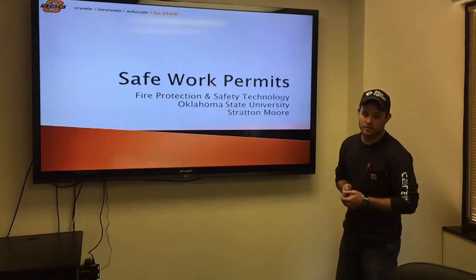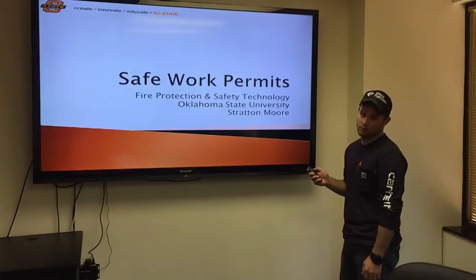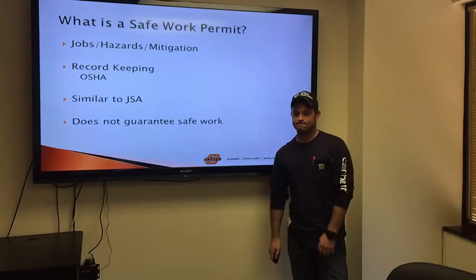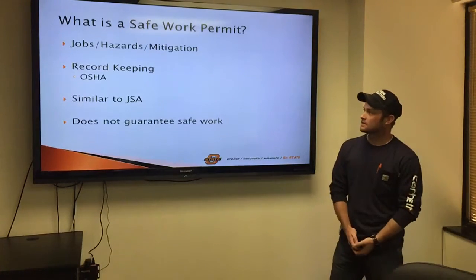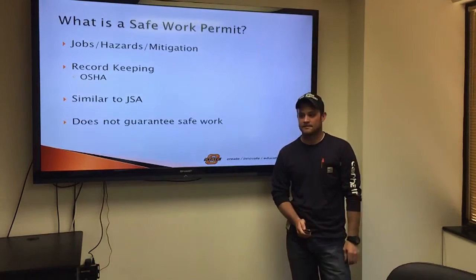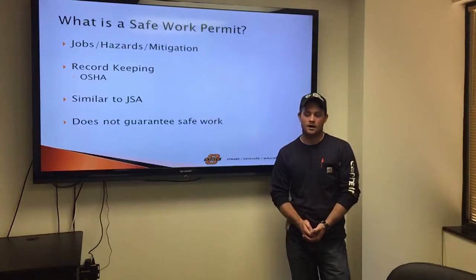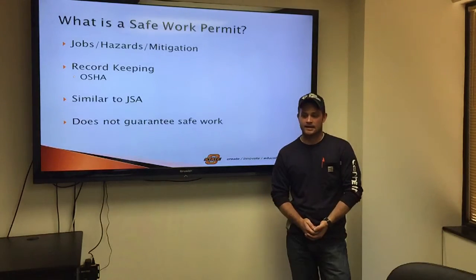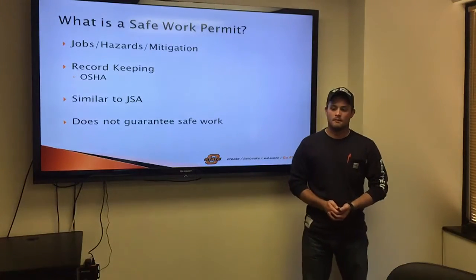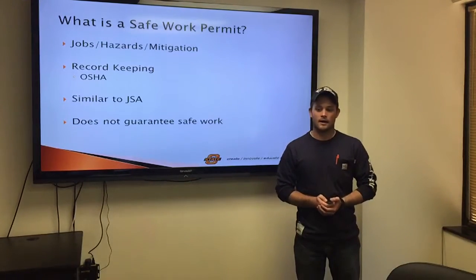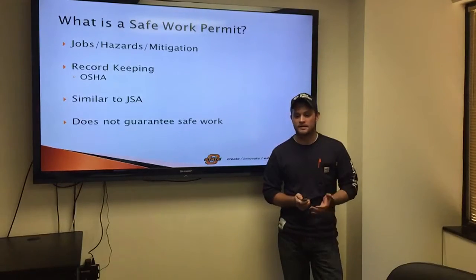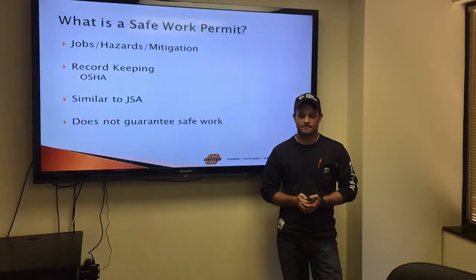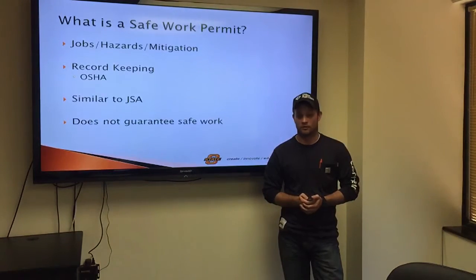But let's dive in. So what is a safe work permit and what is it used for? Basically, it's a piece of paper that's going to have a list of jobs, and it's going to have their hazards associated with those jobs, mitigation techniques. Some sections are required by OSHA for record-keeping purposes, but basically they allow the worker to work in a hazardous environment. They do not mean that safe work is going to be performed, however.